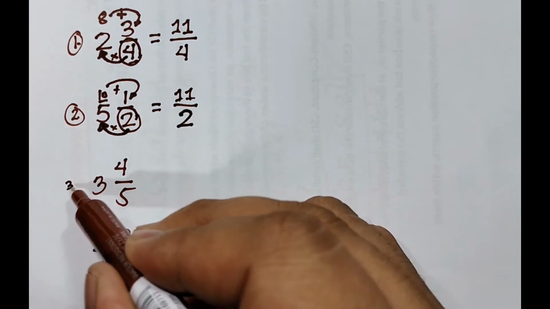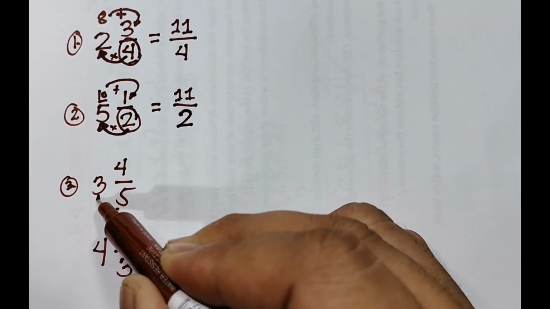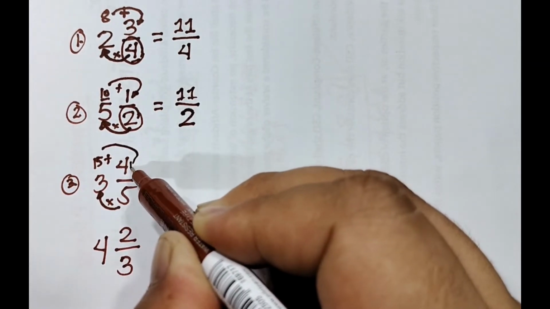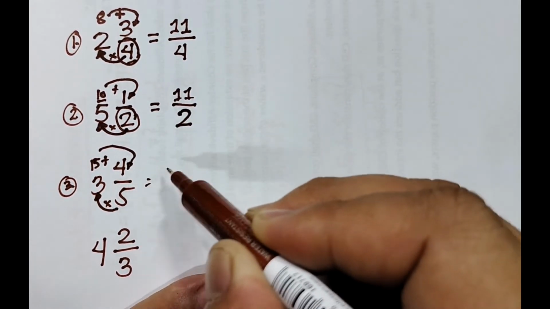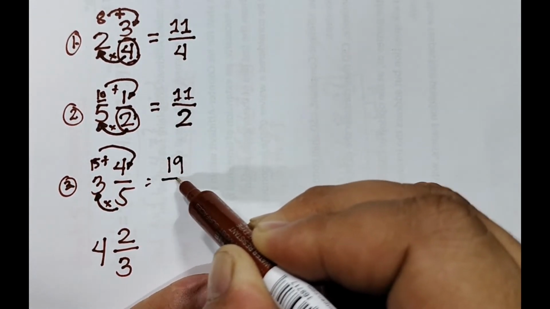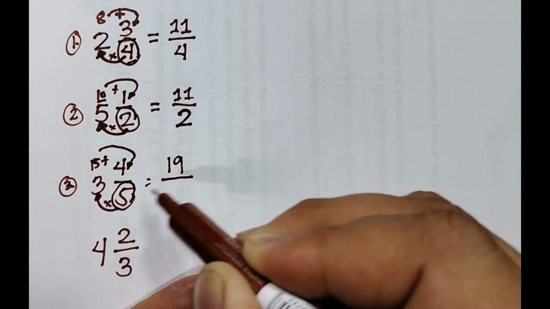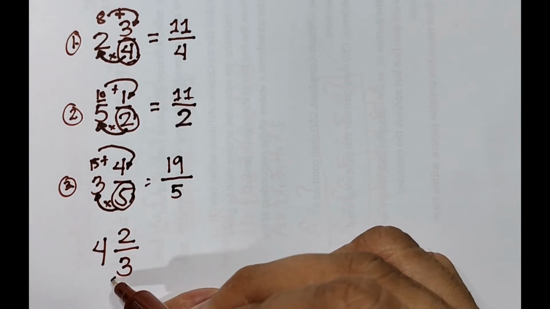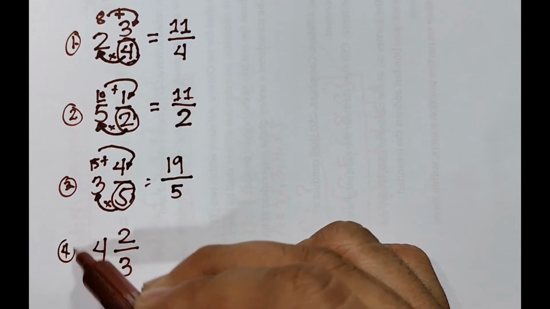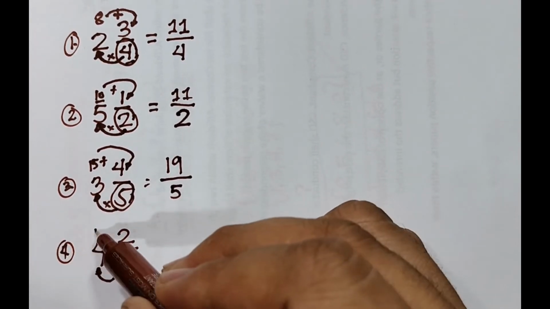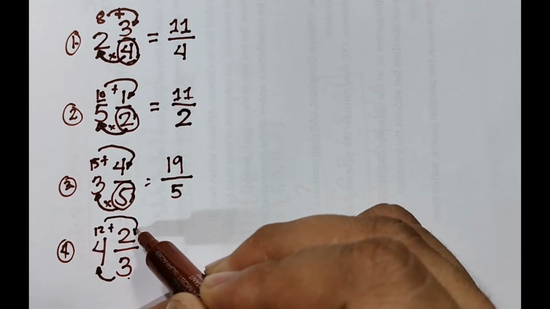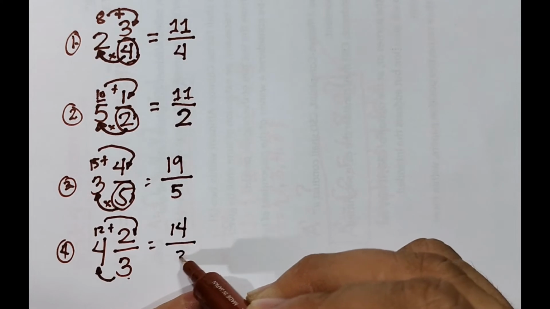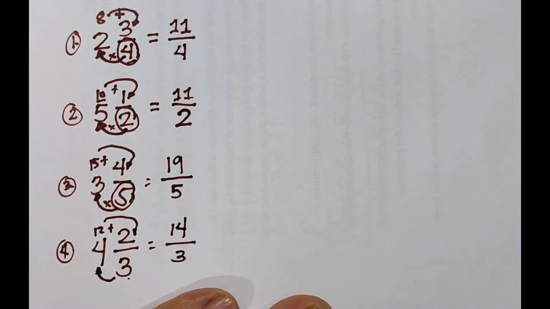And number 3, we have 5 times 3, that is 15. I-add natin yan sa numerator, that is 15 plus 4, that is 19, over just copy the denominator, which is 5. And this one, number 4, we have 3 times 4, that is 12. So 12 plus 2, that is equivalent to 14 over 3. So that is the improper fraction.